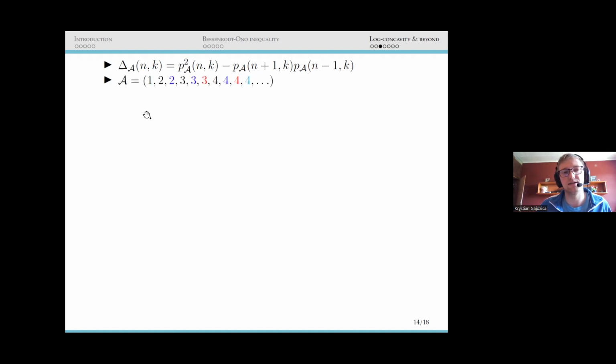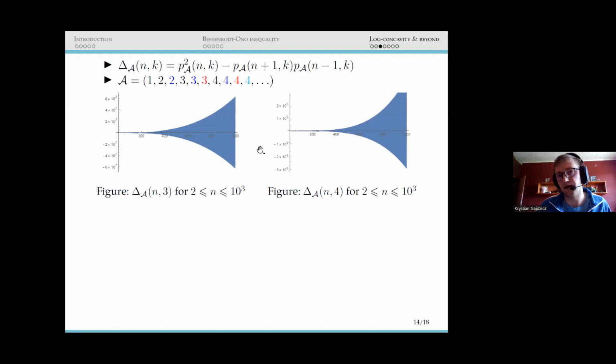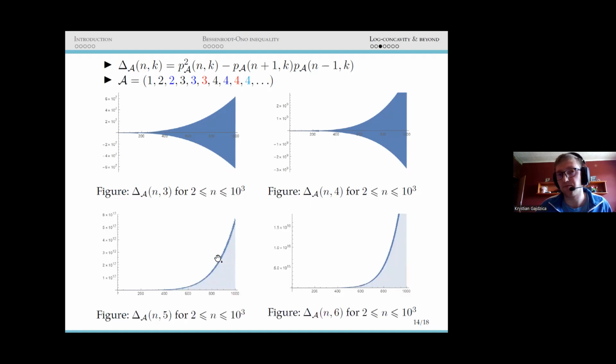Let us deal with the sequence from one of the previous slides, the sequence of consecutive positive integers, and take a look at the graphs of the function capital Delta for k equals 3 or 4. Well, in those cases, it seems that we do not have the log concavity of the restricted partition function. However, if we replace 3 or 4 by 5, 6, 7, etc., then magically we obtain that probably the restricted partition function is log concave for these parameters.